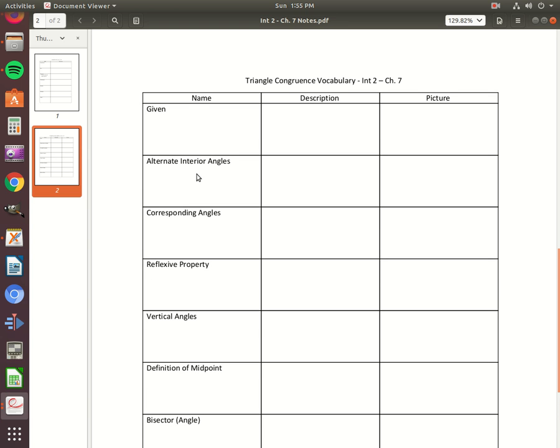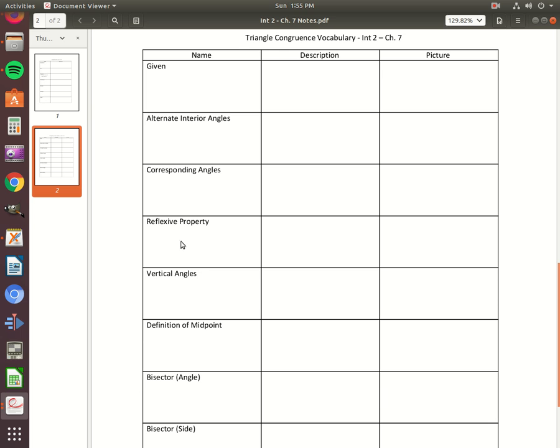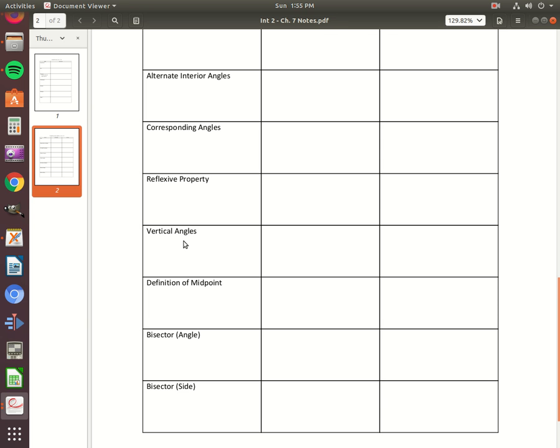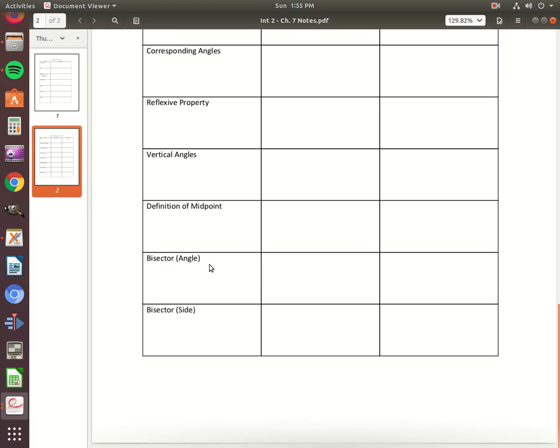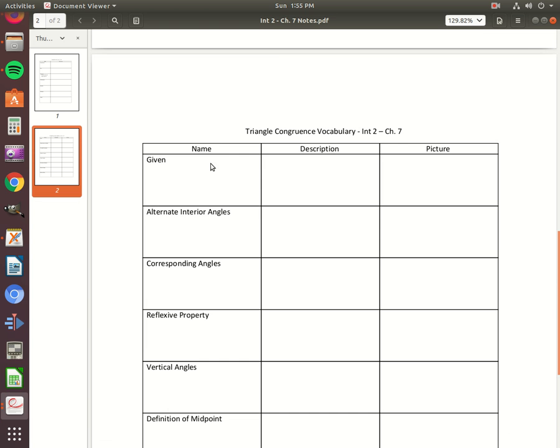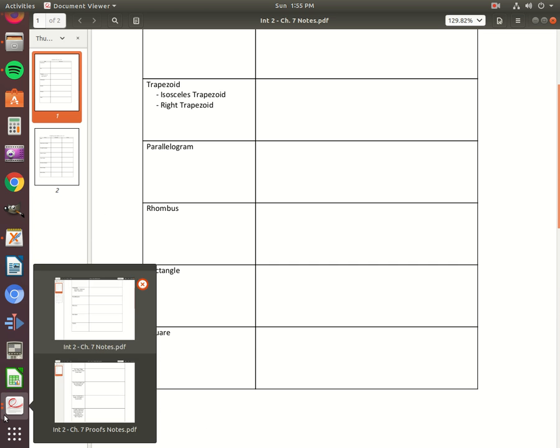Oh, because they're alternate interior angles. Or how do you know those sides are congruent? Because they're reflexive sides. Vertical angles, midpoint, right? Oh, these side lengths are the same. How do you know? Because they're the midpoint, and that's the definition of a midpoint. We have angle bisectors and side bisectors. So we'll be using both of these sets of notes.